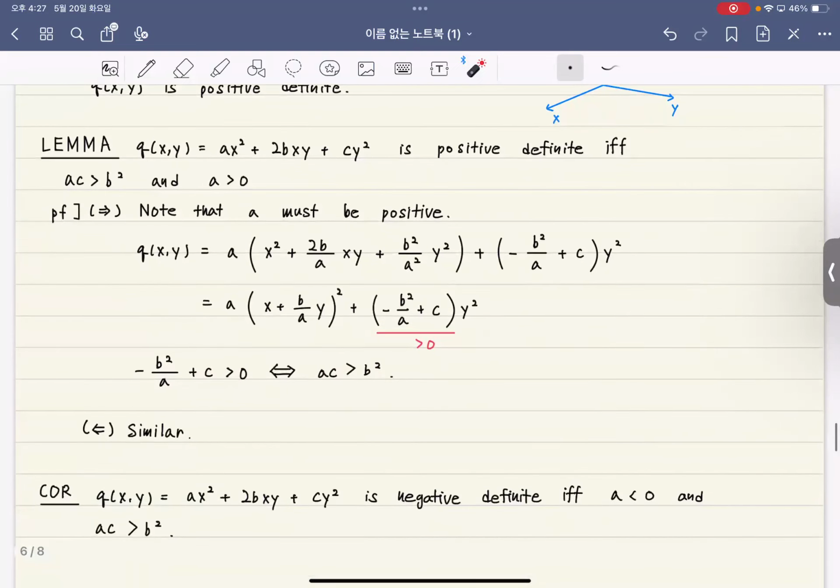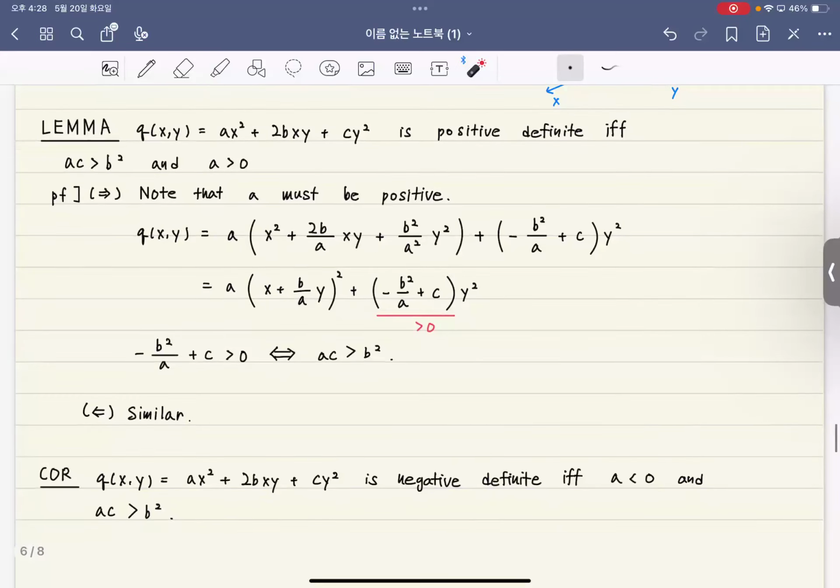All right. Applying the same trick, I can prove the same thing. So any quadratic polynomial of two variables is negative definite if and only if the leading coefficient is negative and the discriminant is negative. Well, I'm not going to bother to prove this corollary. You can easily do this.